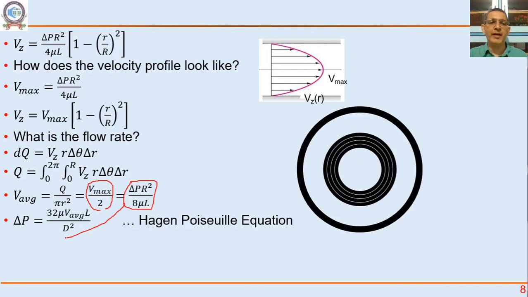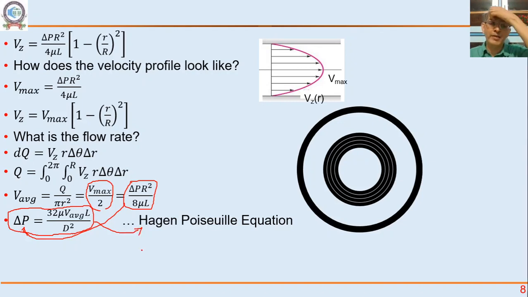This equation, if I write it differently, in terms of delta P would be 8 mu L V average by R square, and R square I can say is diameter square divided by 4. Take that 4 to the numerator and it becomes 32 mu V average L by D square. You would have seen this equation earlier, called the Hagen-Poiseuille equation.